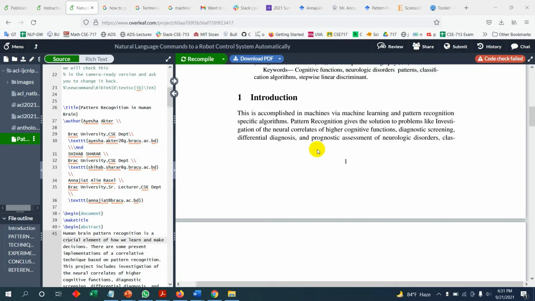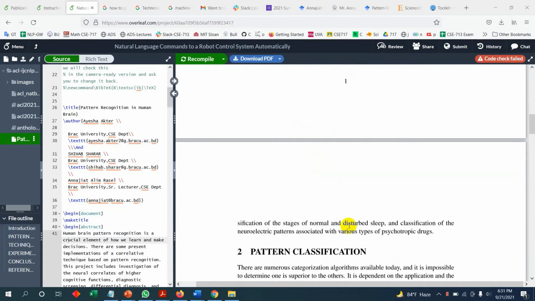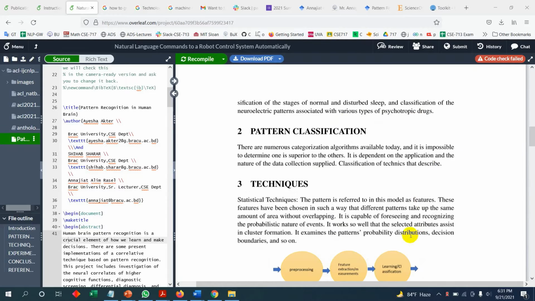Now the introduction. This is accomplished in machines via machine learning and pattern recognition specific algorithms. Pattern recognition gives the solution to problems like investigation of the neural networks of higher cognitive function, diagnosis, screening, which I discussed before, and classification of the neurologic patterns associated with the various types of psychotropic drugs. So later we will first classify the pattern.